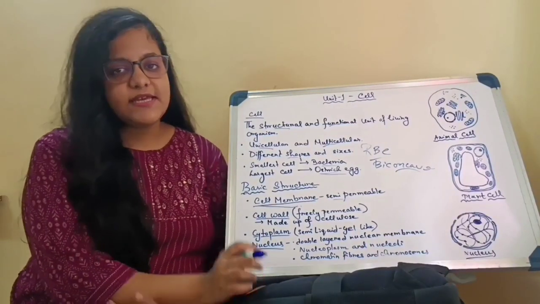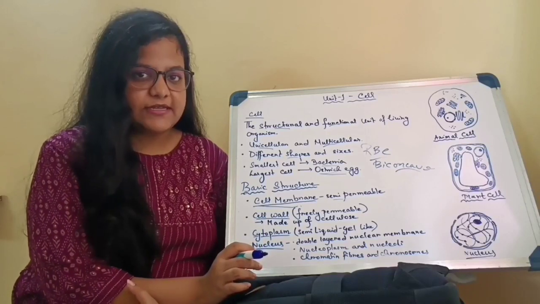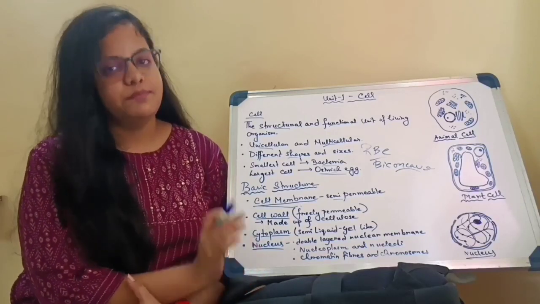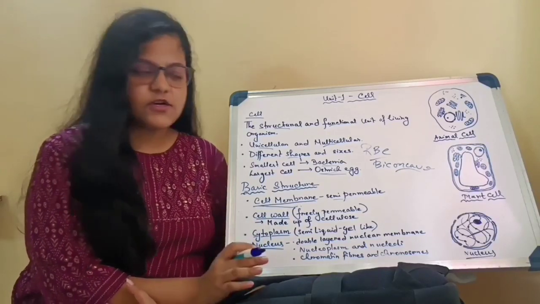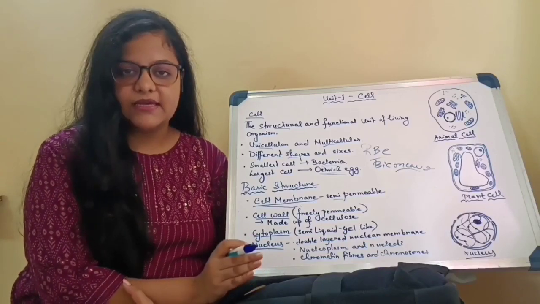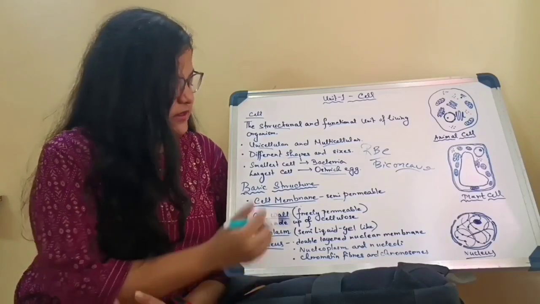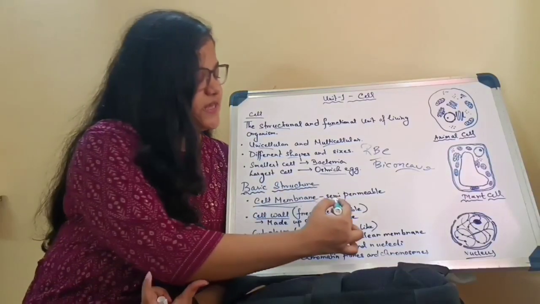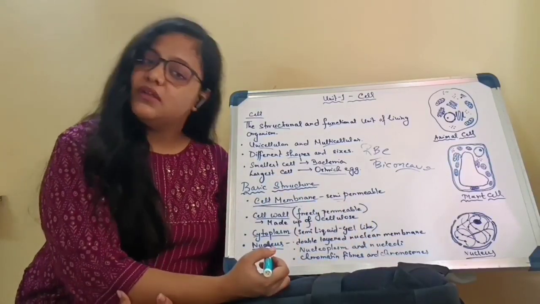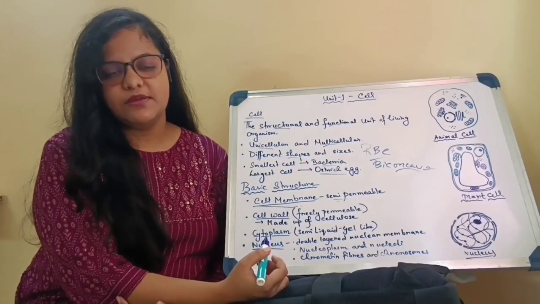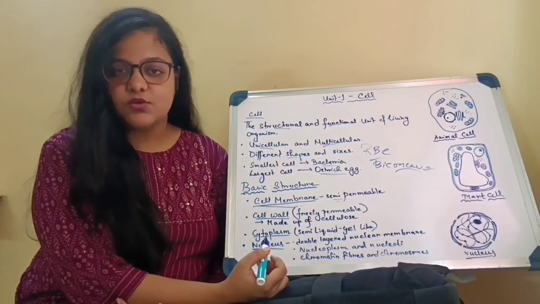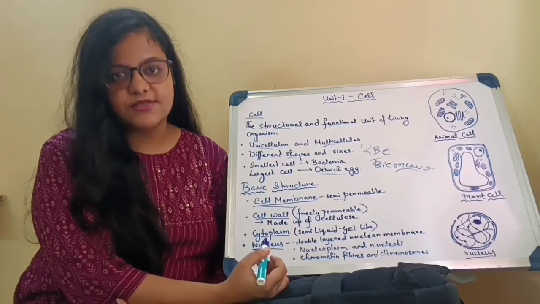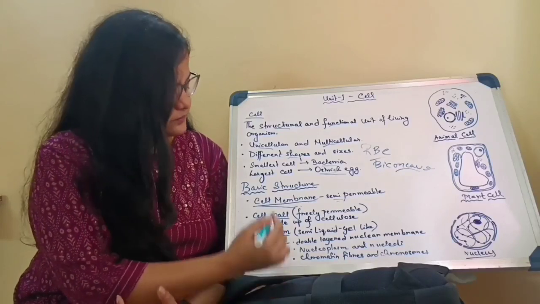So since the cell is the building block of living organisms, let us discuss its basic structure. At first, it is bounded by a single layered membrane known as the cell membrane. It is semi-permeable in nature. Now you will ask me, what is semi-permeable? Semi-permeable means it only allows some selective substances to pass through it.